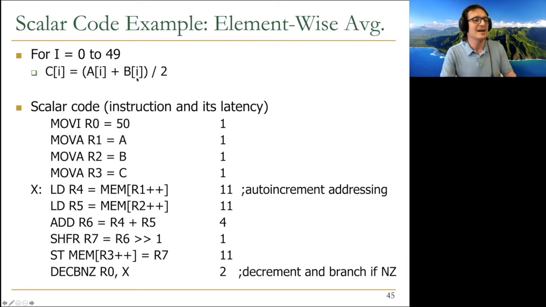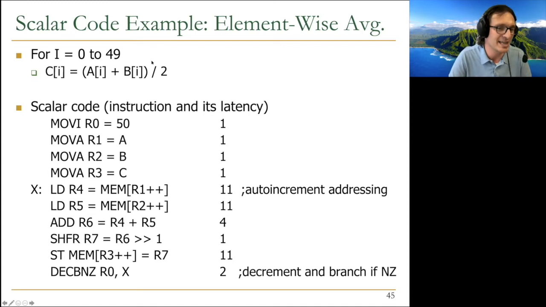Basically, we're going to element-wise average two vectors of length 50 in this particular case, as you can see, and store the result into another vector. Okay, sounds good, right? These are simple operations. That's why we picked it. Scalar code looks like this.